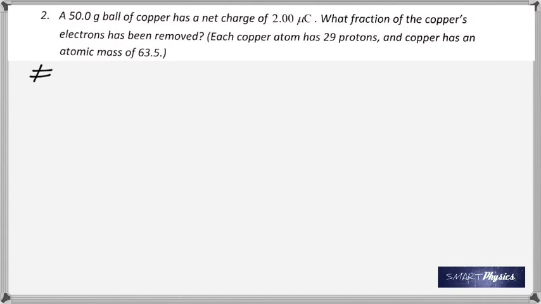This is the second question. We'll try to do it together because it's not anything like we did before. So please pay attention. A 50-gram ball of copper has a net charge of 2 microcoulomb. What fraction of the copper's electrons has been removed? Now that's making it tough. You know why? Because first you have to find the number of electrons removed, and then you have to find what was already there and divide them to get a fraction.